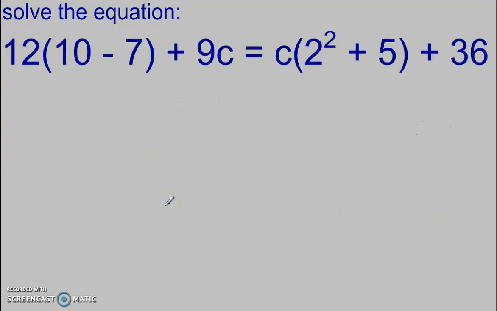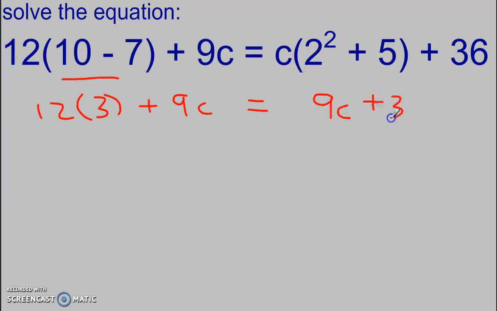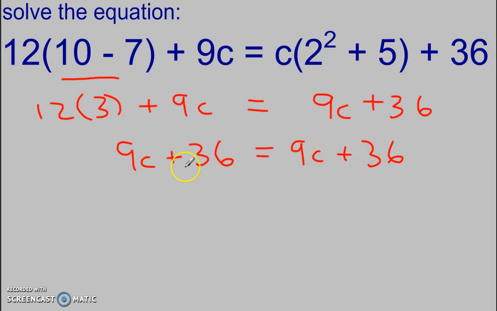You might have an expression like this. Once we simplify this, 3 times 12 plus 9c over here. 2 squared is 4, plus 5 is 9, so 9c plus 36. And then here we get 9c plus 36, if we put that in order, starting with the variable term first. Now we have 9c plus 36.